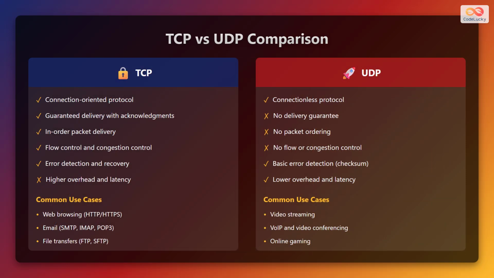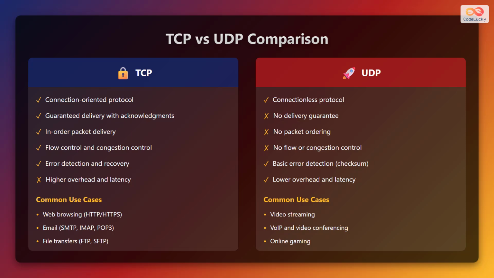Let's compare Transmission Control Protocol, or TCP, and User Datagram Protocol, or UDP. TCP is a connection-oriented protocol, while UDP is a connectionless protocol. TCP guarantees delivery with acknowledgements and delivers packets in order, while UDP does not provide any delivery guarantees or packet ordering. TCP includes flow control and congestion control mechanisms, while UDP does not.